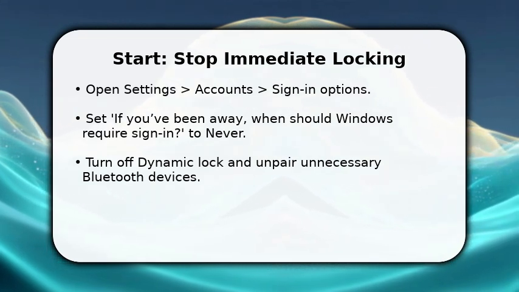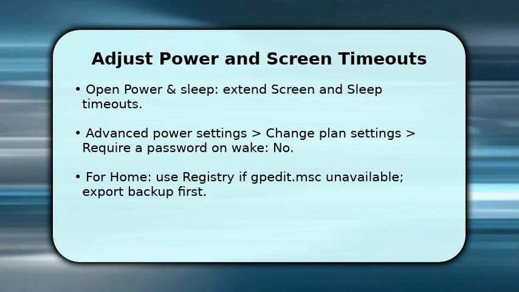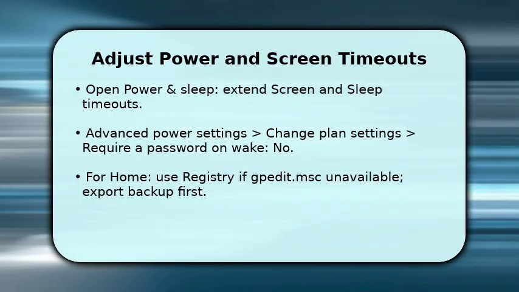Next, adjust how long Windows waits before locking. Open Power and Sleep and extend screen and sleep timeouts to longer values that match your workflow. Then choose additional power settings, change plan settings, and select Require a Password on Wake to No. This prevents lock on wake.